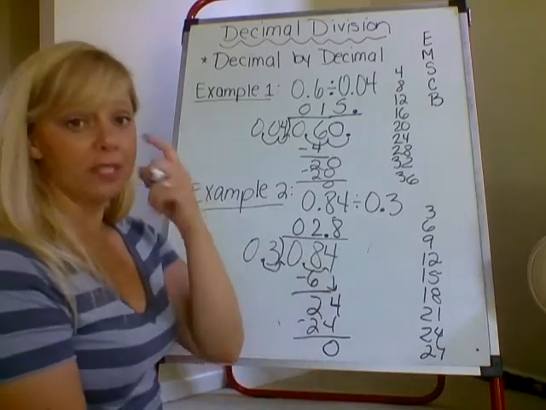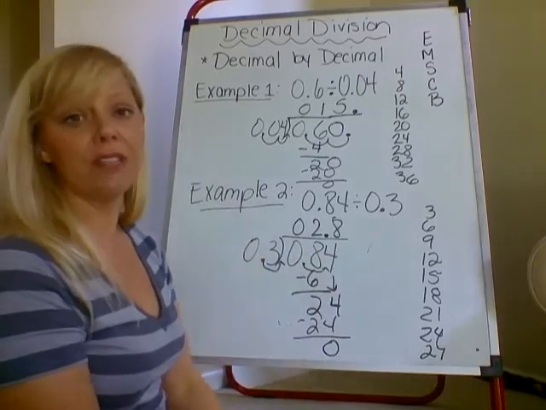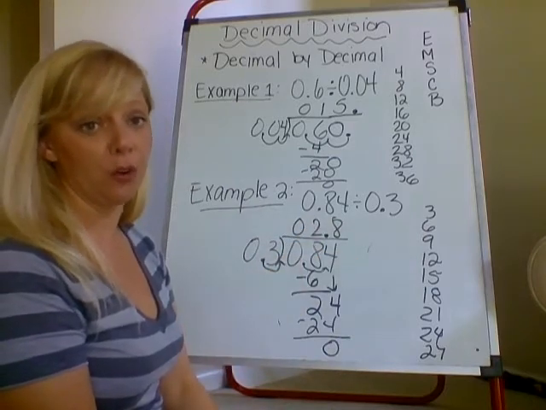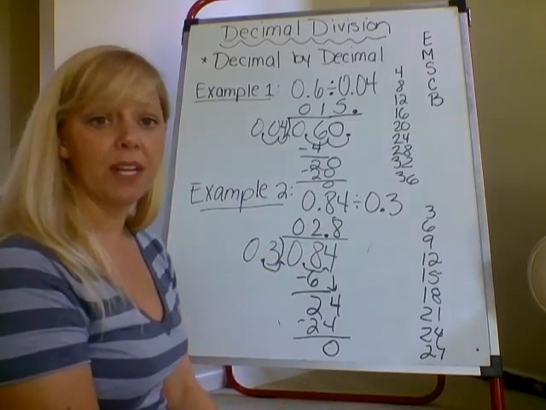So if I have 84 cents and I want to group them by 30 cents, I can make 2 full groups and then I have 8 tenths of a group left over. And that is how we do decimal by decimal division.